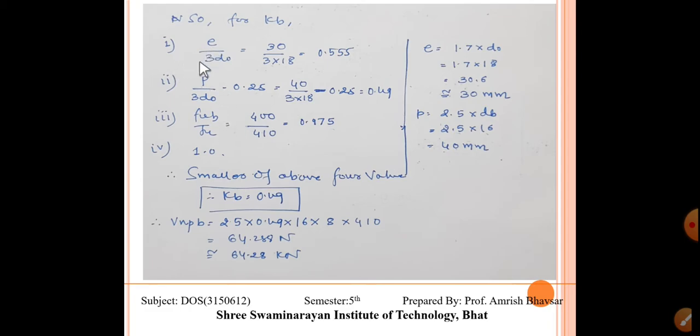First, e upon 3d0. Now what is e? e is the end distance of the bolt. The equation for end distance is given on page number 74: 1.7 into the overall diameter. And what is the overall diameter?